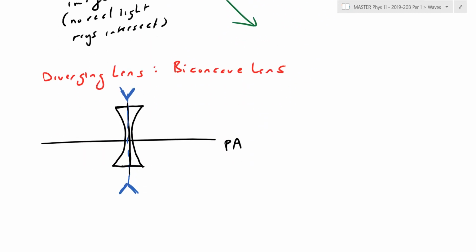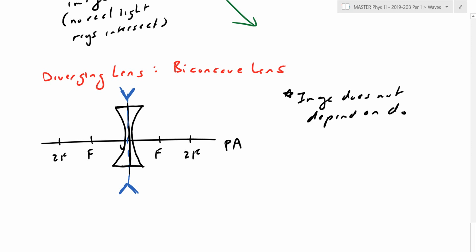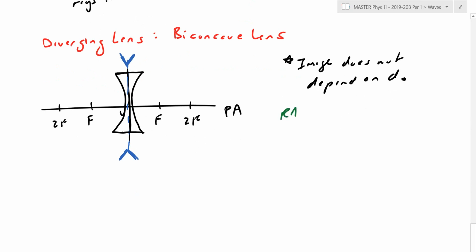This one here, same idea. We're going to have a focus and a 2F point. Our vertex is still there. This one here, the image does not depend on DO, right? And you're going to see that when I do my ray diagram here. The ray diagram is drawing those two light rays, seeing where they intersect, and seeing whether it's a real image or a virtual image. Your ray diagram here for a biconcave lens, right?